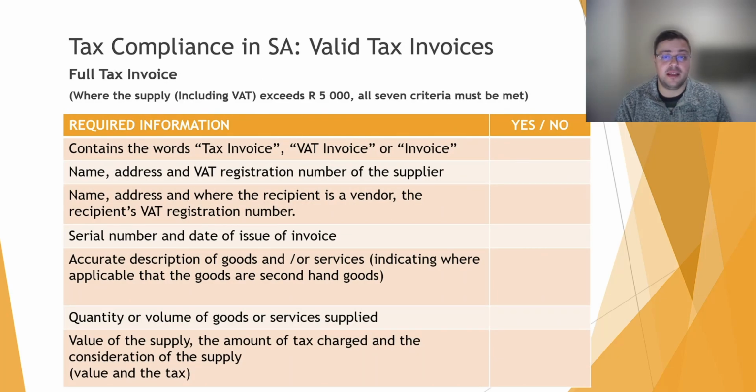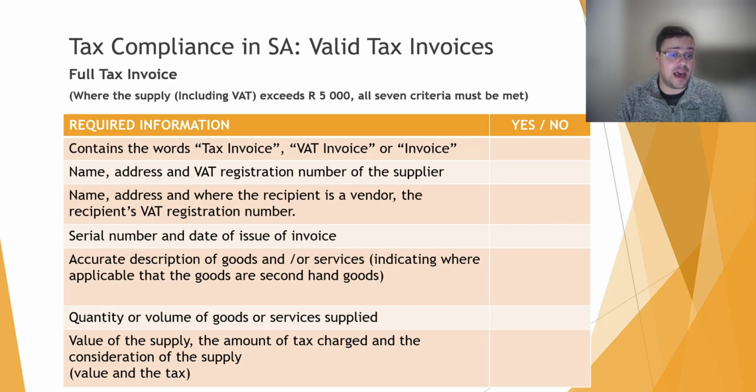I've then compiled this checklist that you can use to see if you have a full tax invoice, what the requirements are that need to be met. This is where the supply including VAT exceeds 5,000 Rand, then all 7 of these criteria must be met. So it contains the words tax invoice, VAT invoice, or invoice, then you can tick it yes or no. So this slide you can use if you're looking at an invoice and you want to confirm if all the requirements are on the invoice you received from a supplier so that you will be able to claim the VAT.